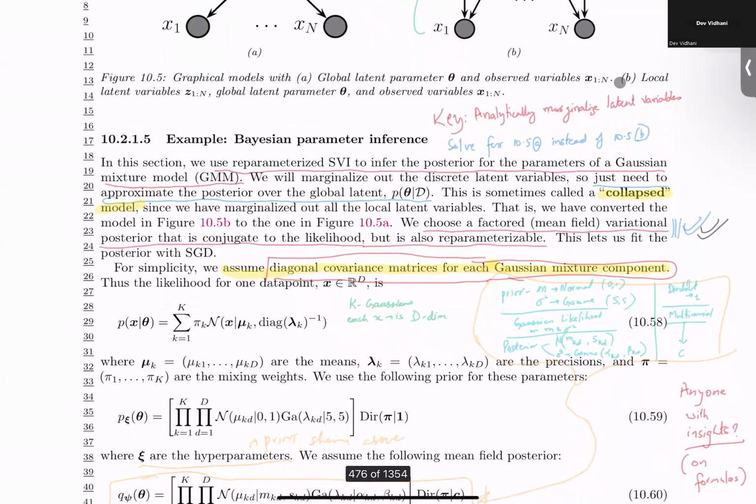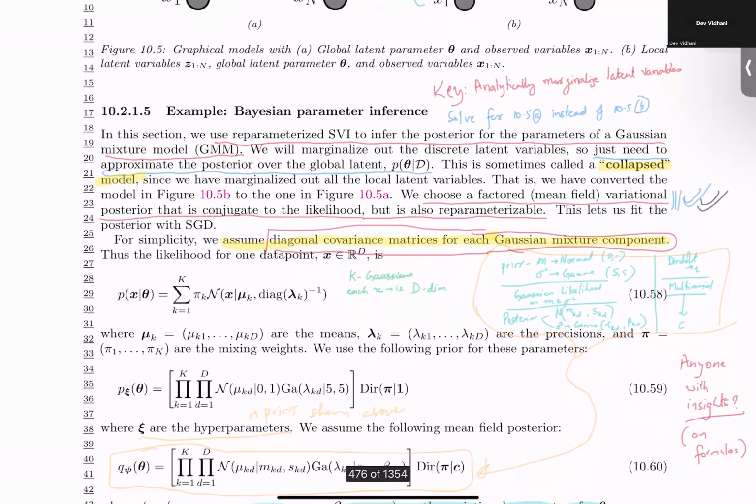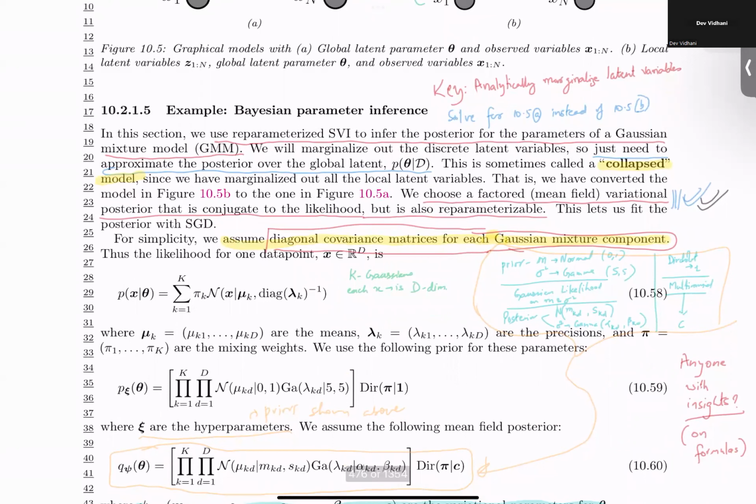All right, so this section that I have here is highly dense in terms of my words. Let me see if I can very quickly give a high level idea on what is happening here. In this section, they are using the reparameterized stochastic variational inference to infer the posterior for the parameters of the Gaussian mixture model. So the Gaussian mixture model has 3 latent variables.